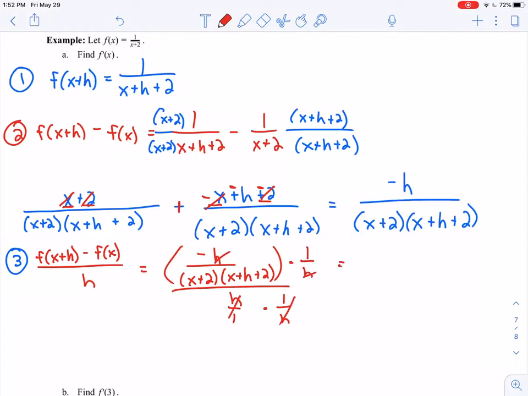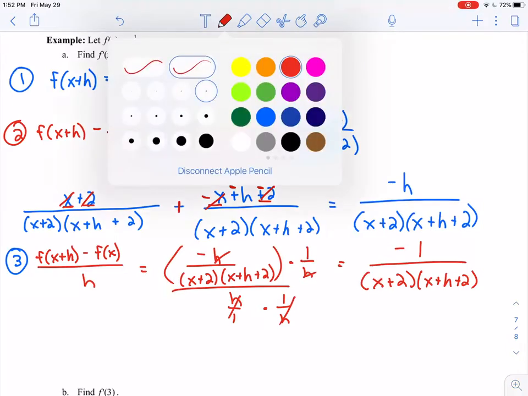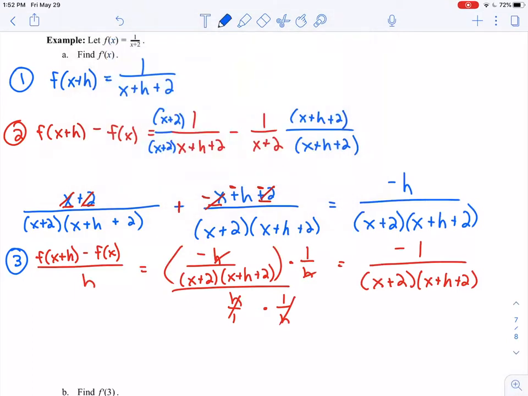So what am I left with then? Negative 1 in my numerator divided by x plus 2 times x plus h plus 2. Cool. I've gotten rid of that h in the denominator, which is really what I want to do in that third step. My last step then, step 4, I'm going to take the limit as h approaches 0 of what I ended up with, negative 1 over x plus 2 times x plus h plus 2.